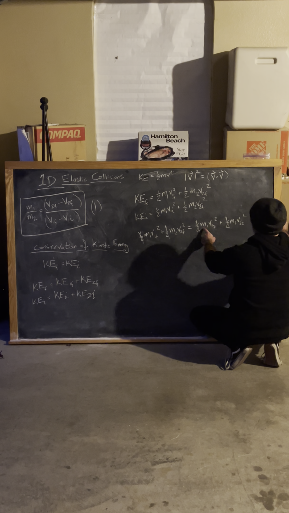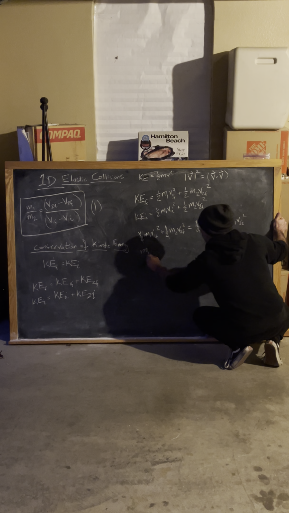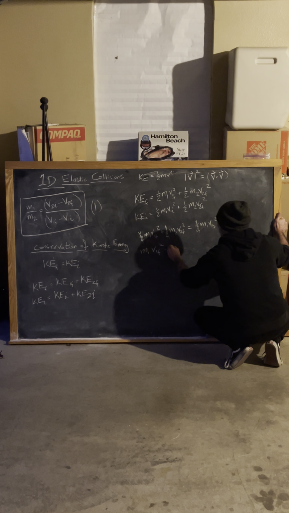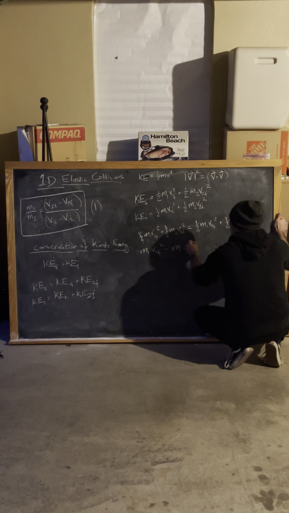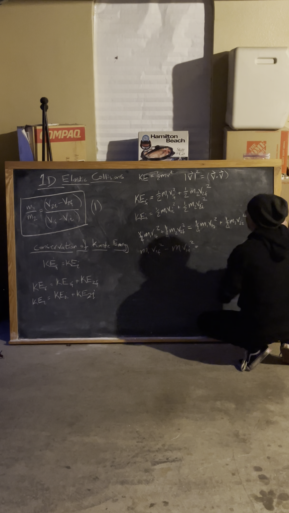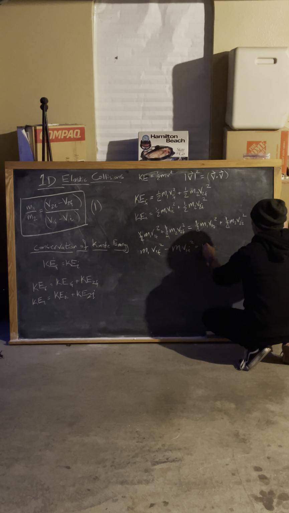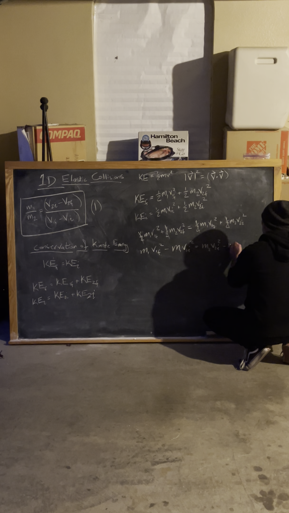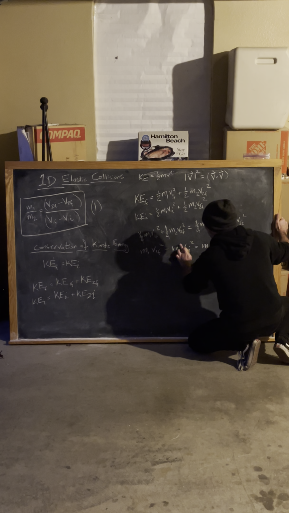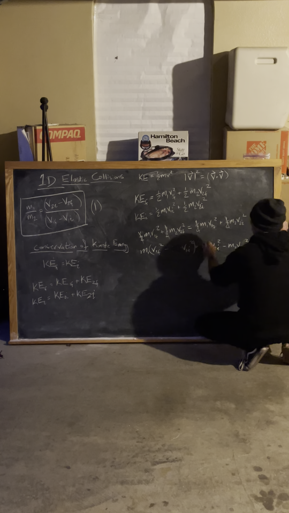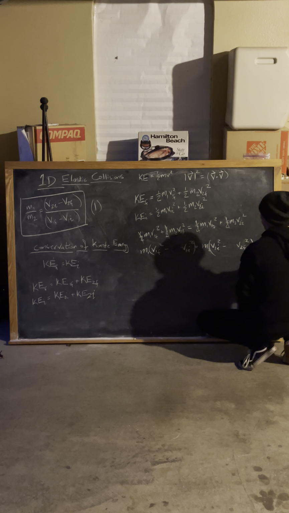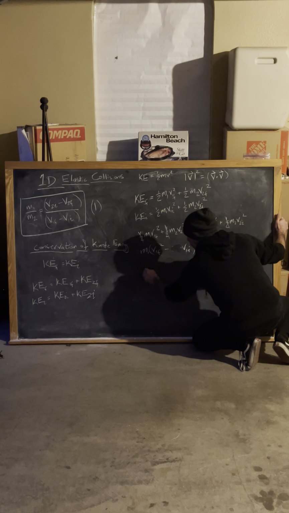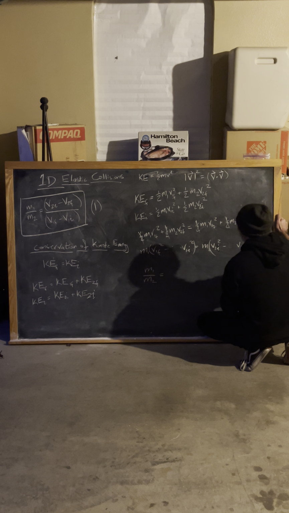And I'm going to subtract m1 v1I squared from both sides. So I get m1 v1f squared minus m1 v1I squared is equal to, now I'm going to subtract m2 v2f squared from both sides. That gives us m2 v2I squared minus m2 v2f squared. And factoring out m1 gives us this. Factoring out m2 will give us that. And now dividing both sides by m2, we have m1 divided by m2, and dividing both sides by v1f squared minus v1I squared.